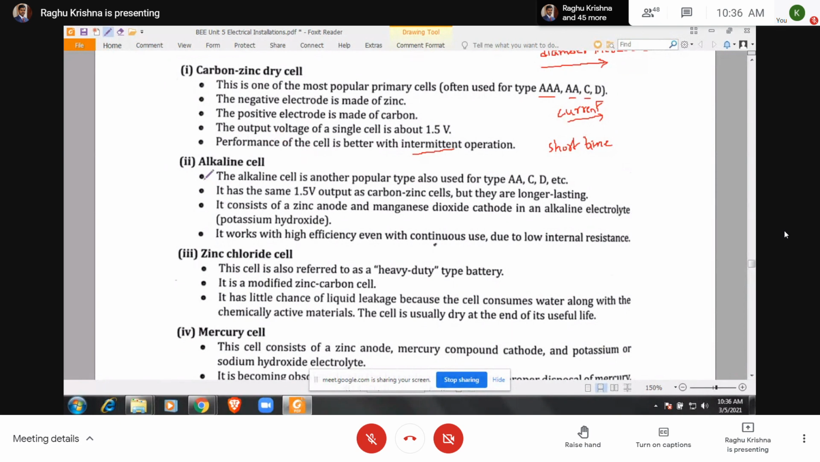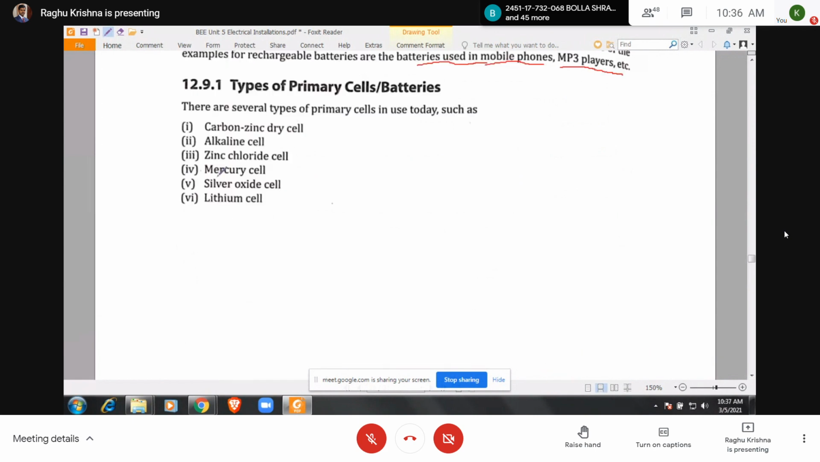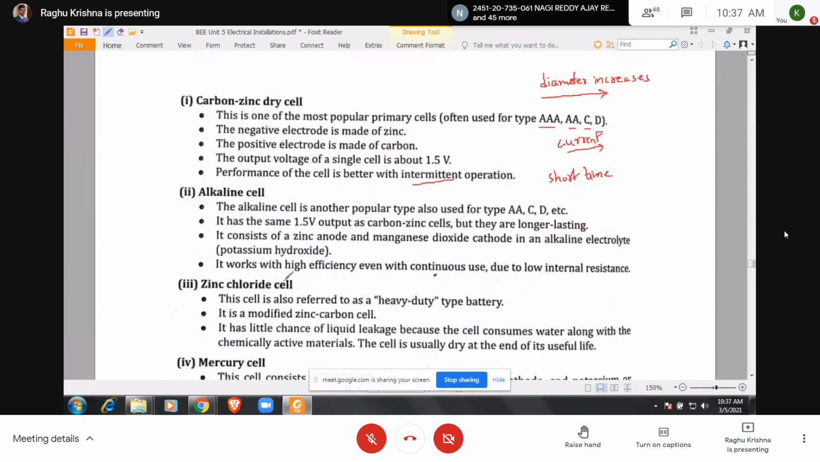Next you have the alkaline cell. Alkaline cell is another popular type, also used for types AA, C, and D, etc. Now you get F type also. After D, you will be having F. F will be having more diameter than D.